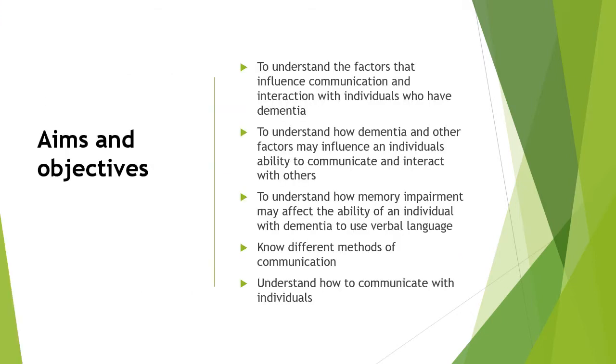The aims and objectives of this session are to understand the factors that influence communication and interaction with individuals who have dementia, to understand how dementia and other factors may influence an individual's ability to communicate and interact with others, to understand how memory impairment may affect the ability of an individual with dementia to use verbal language, and to know different methods of communication and understand how to communicate with individuals.